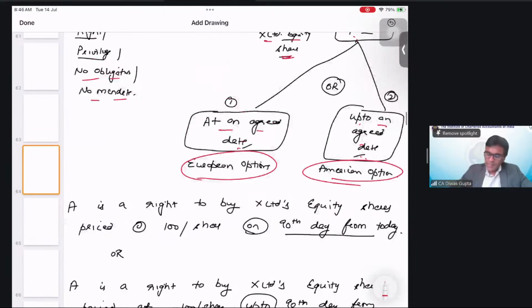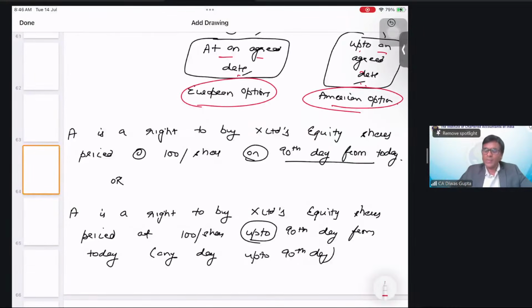Okay. So A is a right to buy X Limited's equity share priced at the rate of 100 per share on the 90th day from today. This is an example. Or A is a right to buy X Limited's equity share priced at 110 per share up to the 90th day from today. Okay, so this is any day up to the 90th day. This is exactly on the 90th day. Clear, students?